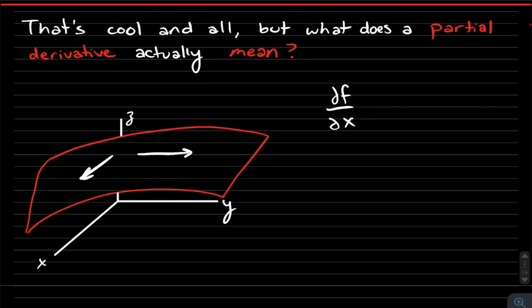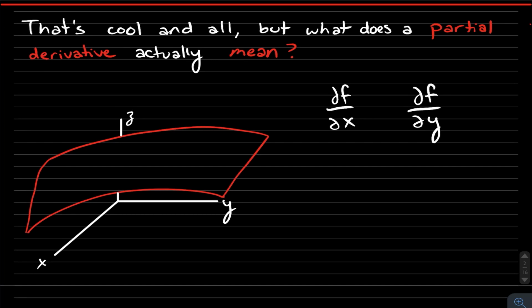Okay, and moving in the y direction is exactly what the partial derivative with respect to y is. We move in the y direction only, and we see, okay, well, what happens to z? What's that slope going to be in that direction? Okay, so we're talking about slopes in two different directions here.